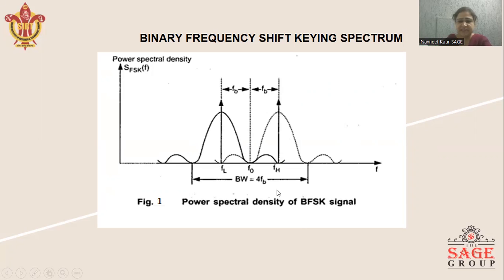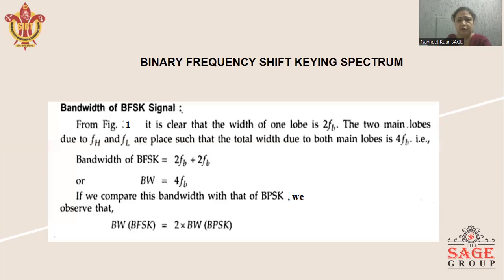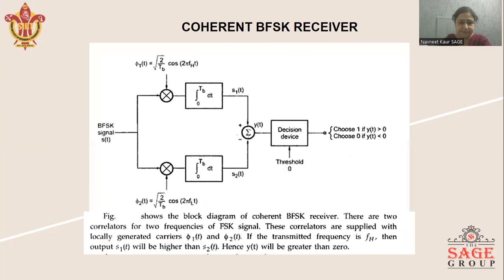So here we can see that the bandwidth of the BFSK signal is 4FB, whereas the bandwidth of the BPSK is only 2FB. So here we can see that the bandwidth of the BFSK signal is twice the bandwidth of the BPSK signal, which is a disadvantage of the BFSK system.